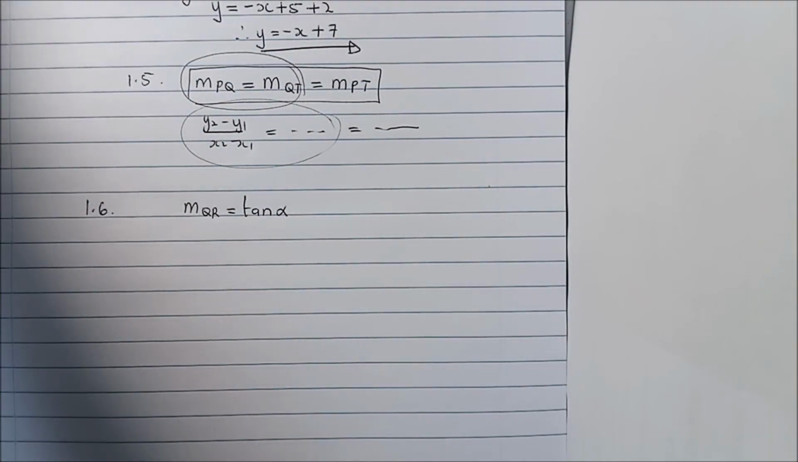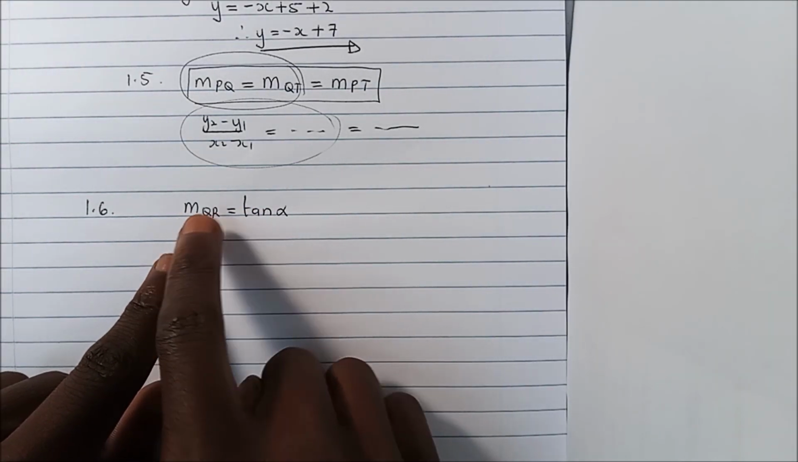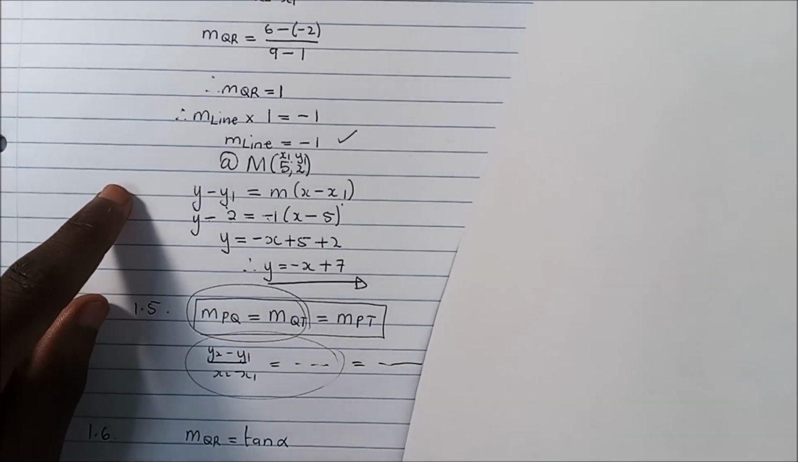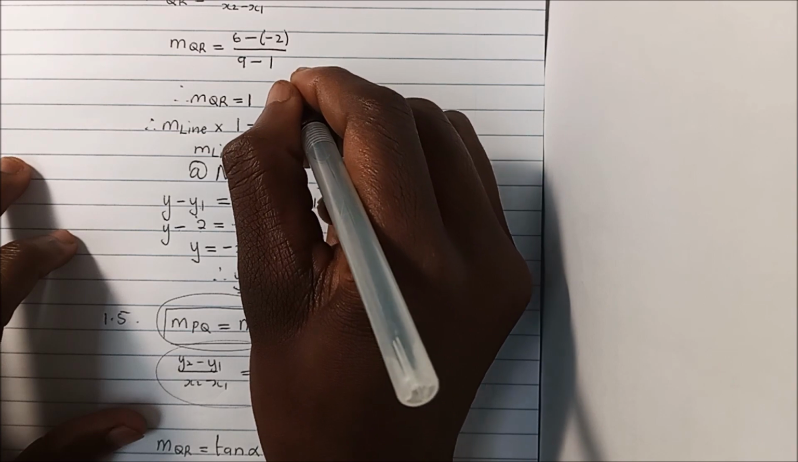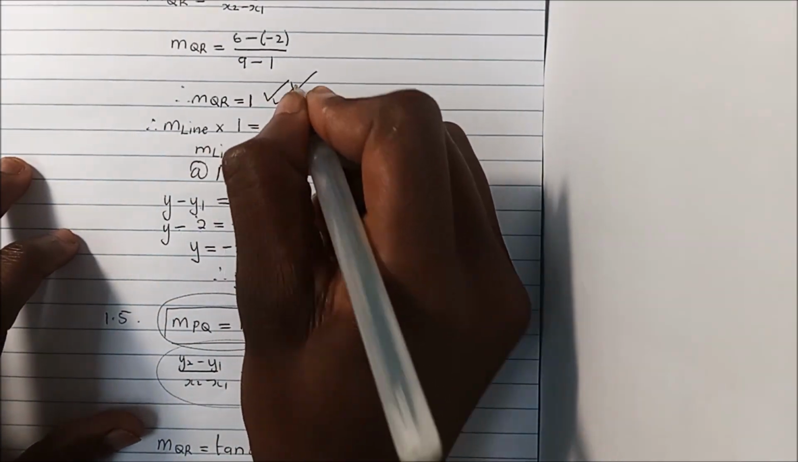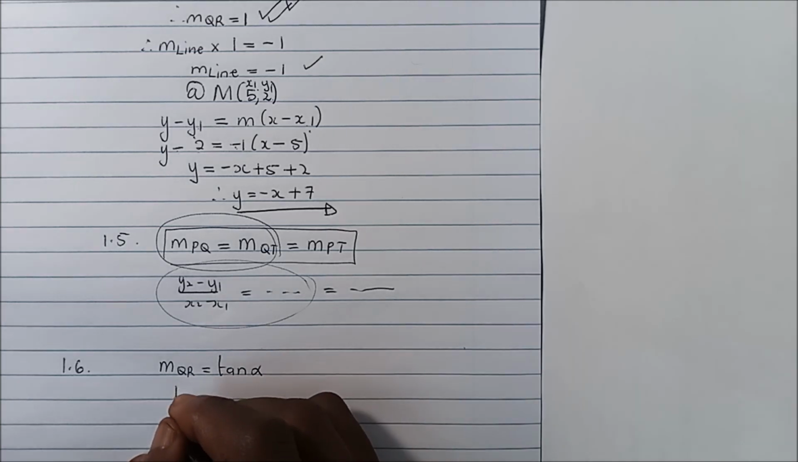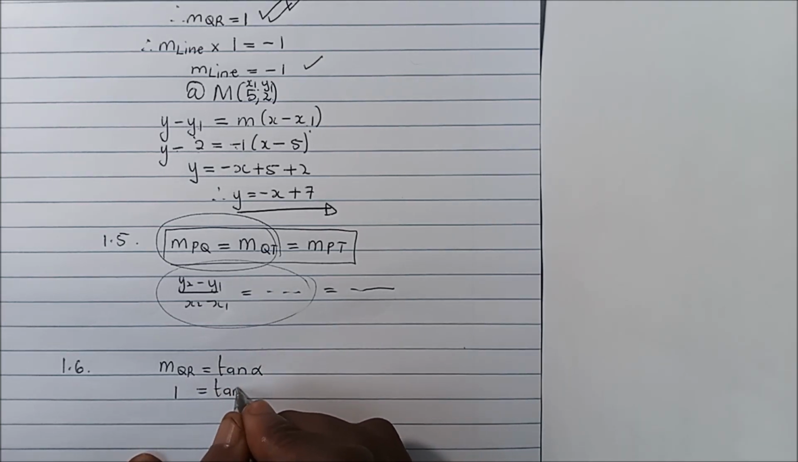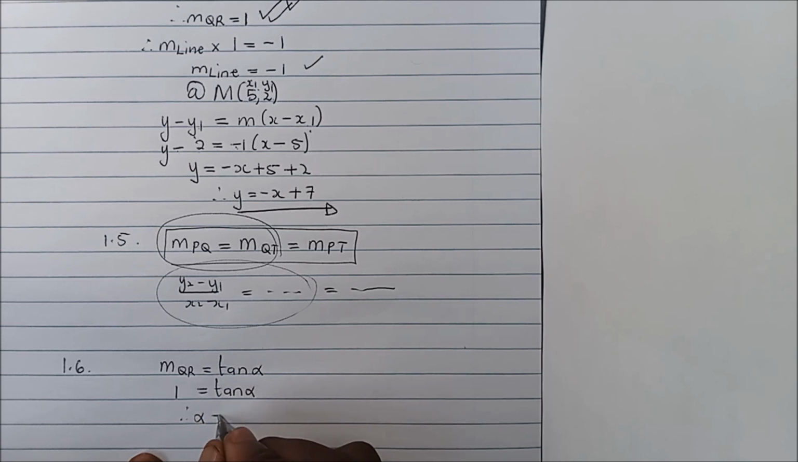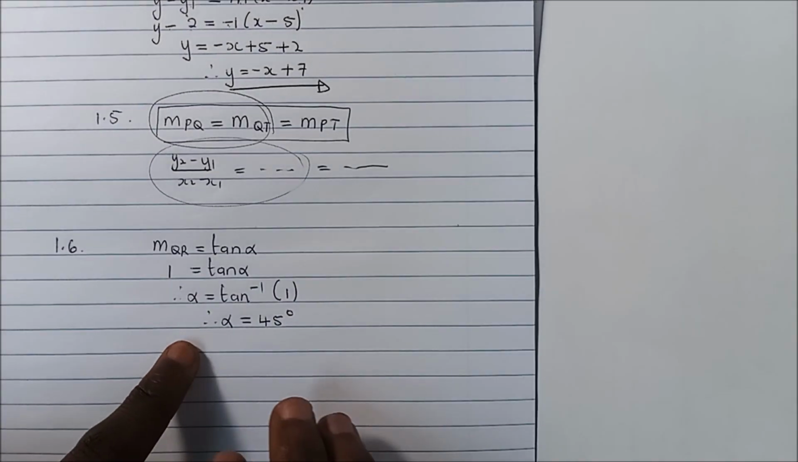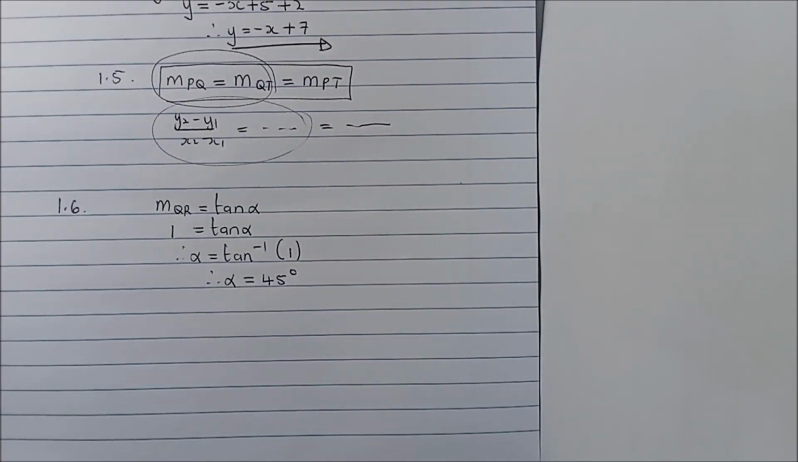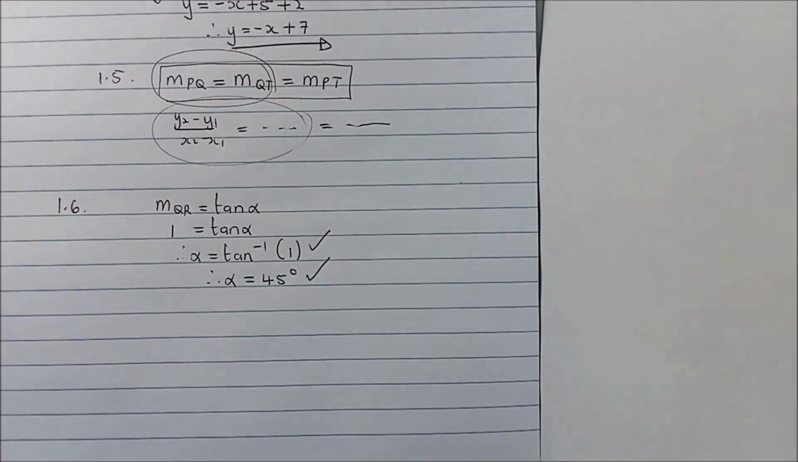So now, what is the gradient of QR? Nice thing. We know the gradient of QR. It's 1. So we will have 1 equal to tan of alpha. And then therefore, alpha will be arctan of 1. Therefore, alpha will be 45 degrees. We know arctan of 1 is 45 degrees. So finding alpha, not that difficult.